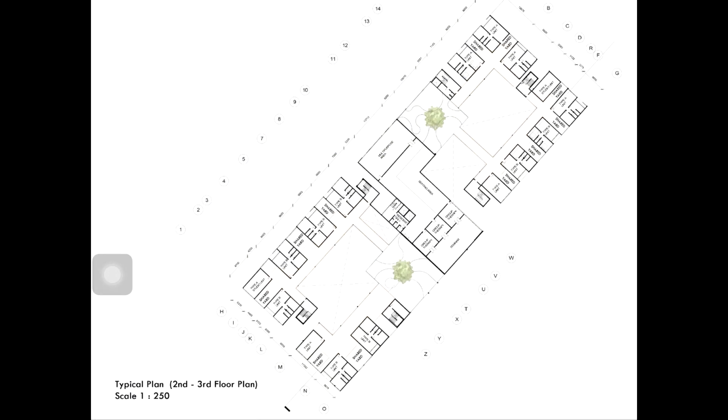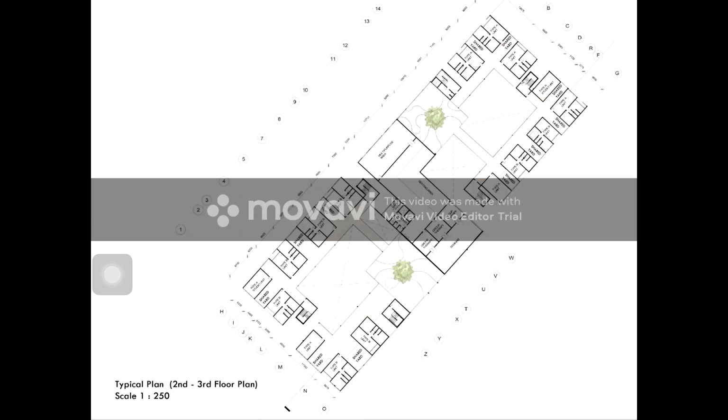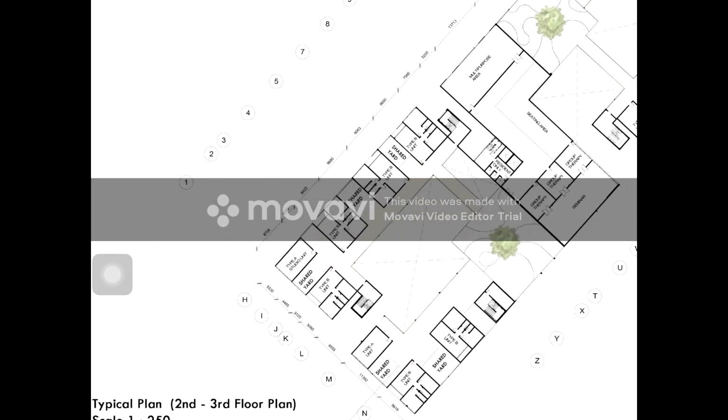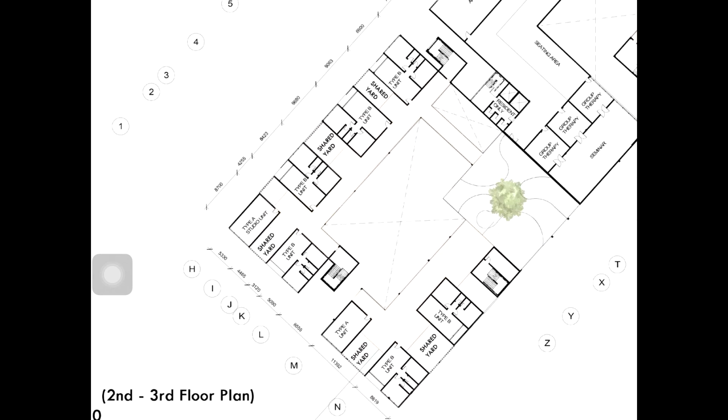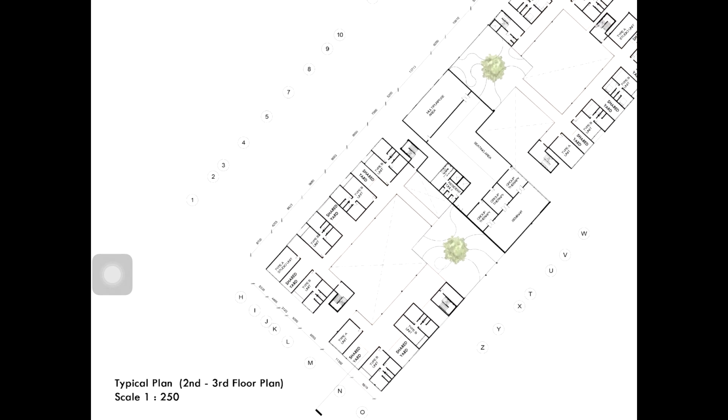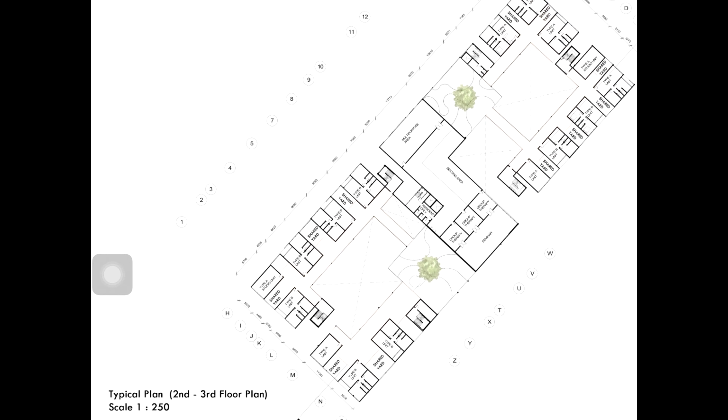Typical plan for the housing units in the second and third floor plan. As you can see, I arranged the housing units in clusters, which means that this one is cluster number 1 and this is cluster number 2, and it's the same at the opposite block. So by doing this, it will create a territoriality amongst the dwellings of each cluster.